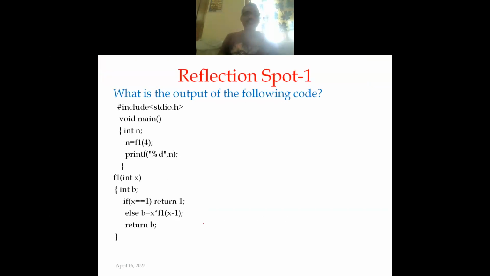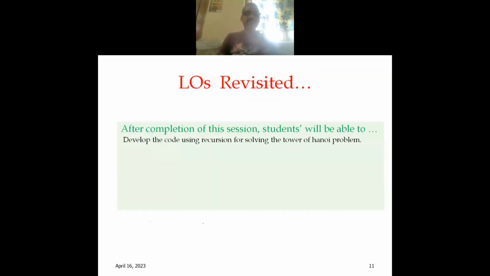And then this is a reflection spot. What is the output of the following code? It is a recursive code, so solve this particular code so that we can compute that. The learning objectives are revisited here. After completion of this session, students will be able to develop the code using recursion for solving this Towers of Hanoi problem.